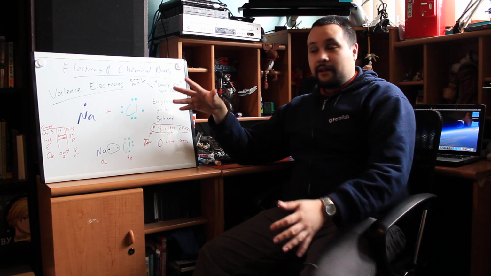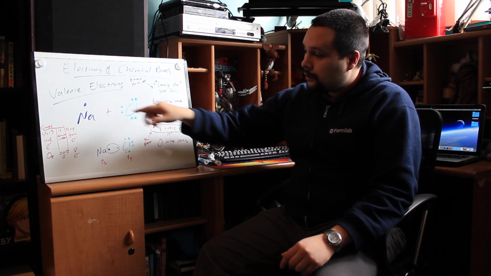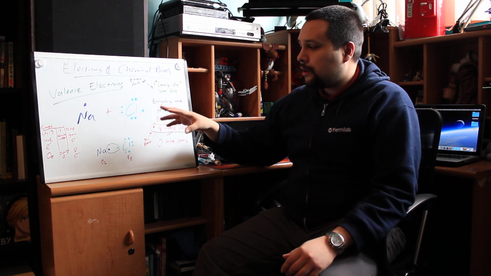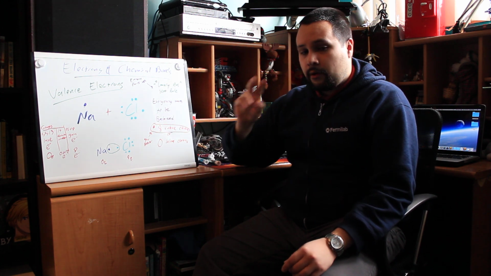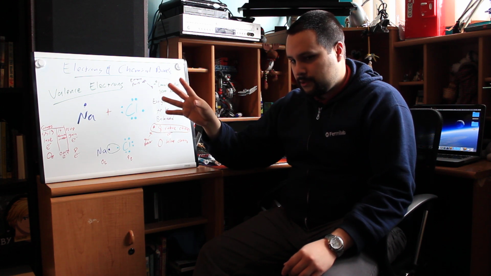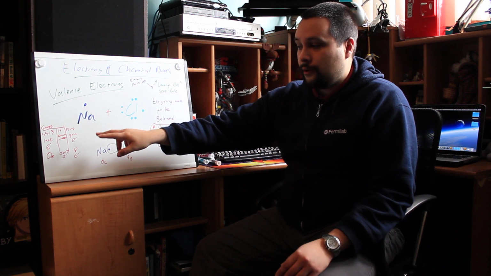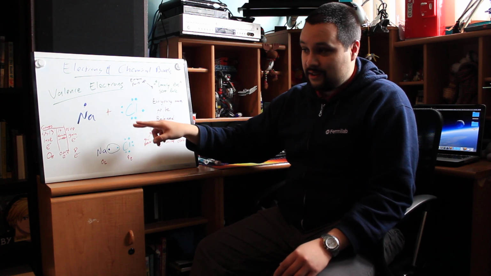Anyway, let's talk about valence electrons. First off, what is a valence electron? If you remember from your lessons, it's basically the extra electron that's floating around. Now remember, in the first shell of electrons, there's only 2, but anything beyond that, it's always 8. With the valence electrons, we're going to focus on groups 1, 2, and 13, 14, 15, 16, 17, and 18. We're only going to focus on those groups.